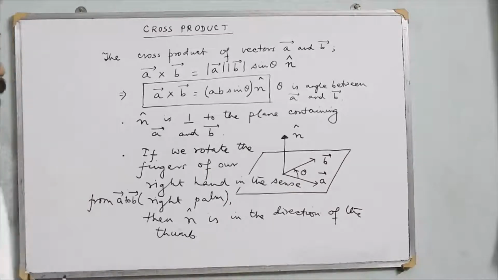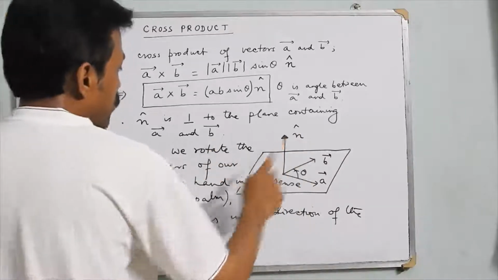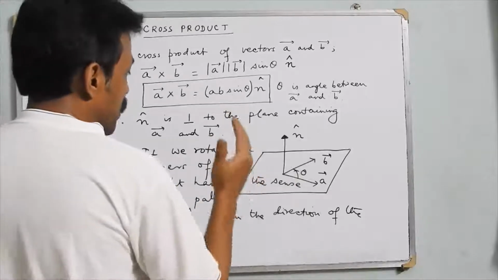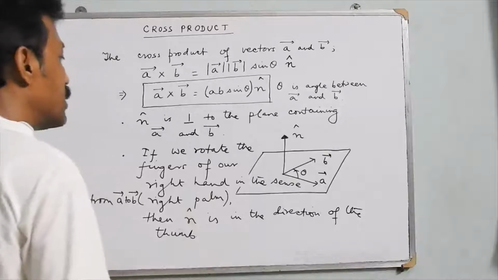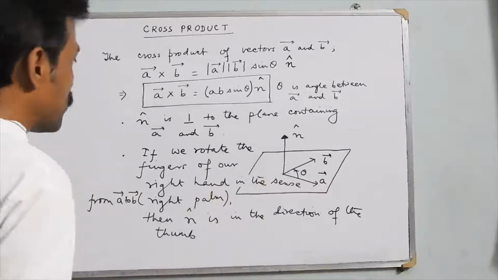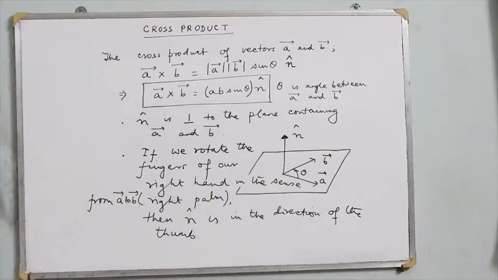Accordingly, the unit vector might be perpendicular out of the plane of the board, or it may be perpendicular into the plane of the board. So this is also called as right hand thumb rule or right hand palm rule.